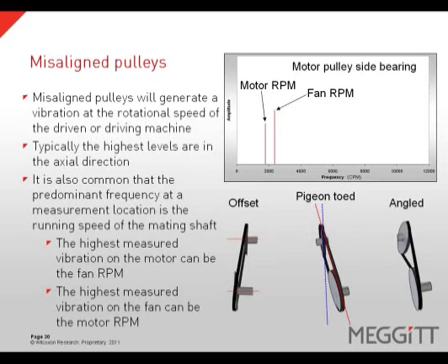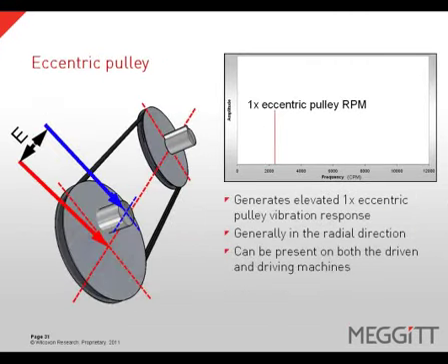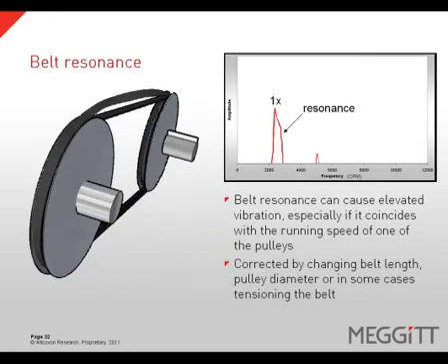An eccentric pulley will generate elevated levels of vibration at 1 times the eccentric pulley's RPM. Generally, the vibration will be highest in the radial direction and can be present on both the driven and the driving machines. Belt resonance can cause elevated vibration, especially if it coincides with the running speed of one of the pulleys. This vibration can be corrected by changing the belt length, the pulley diameter, or in some cases tensioning the belt.